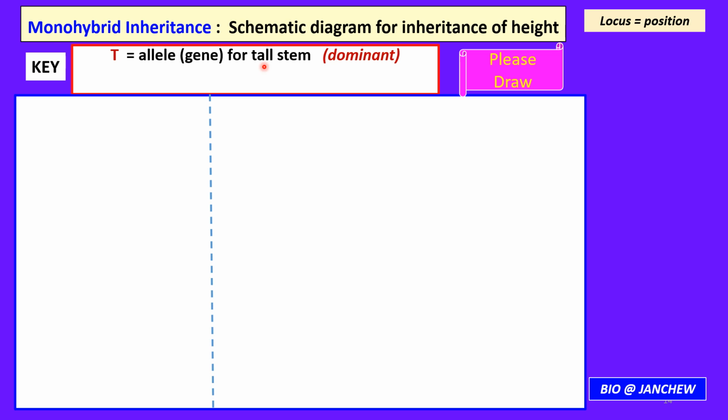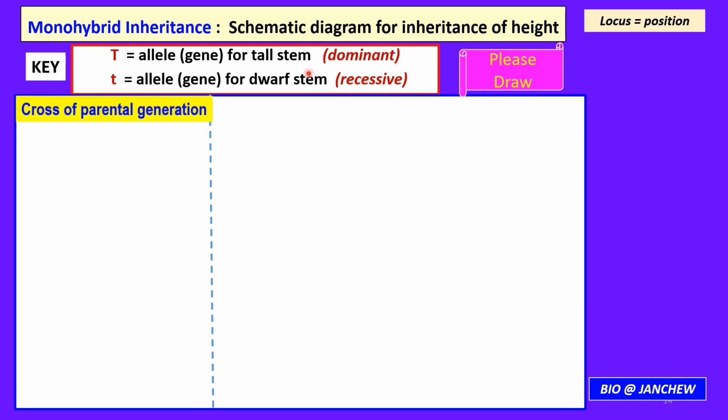Now, the allele for tall stem will determine that the stem of the plant is tall, whereas the allele for dwarf stem causes the plant to be dwarf size. The small t controls the dwarf stem trait, whereas big T controls the tall stem trait. So Mendel crossed two plants for the parental generation.